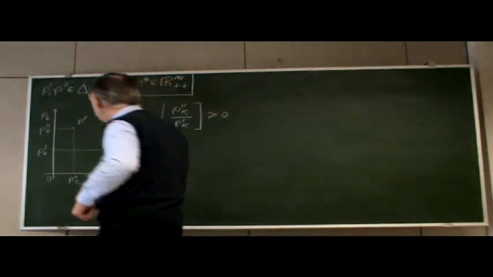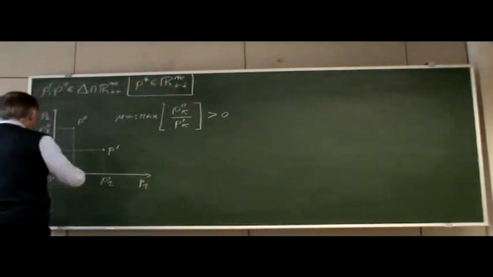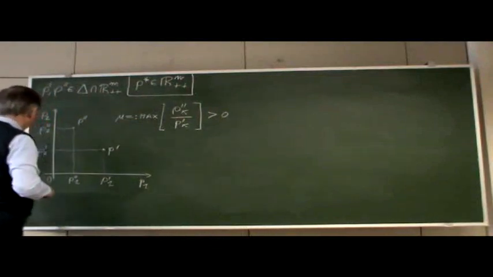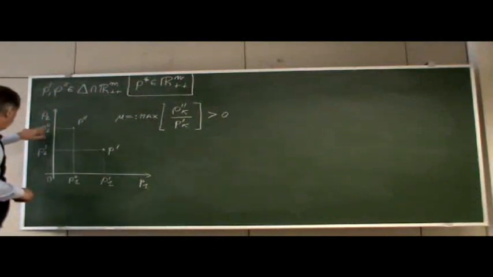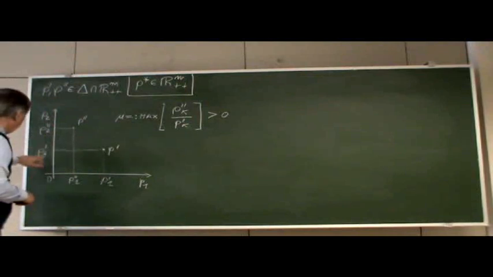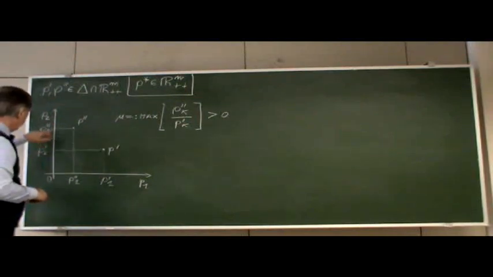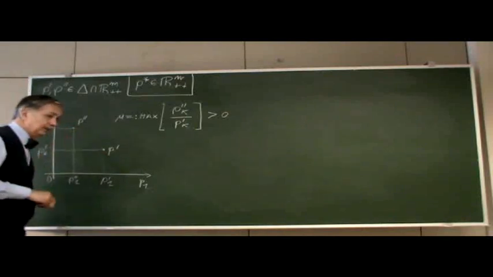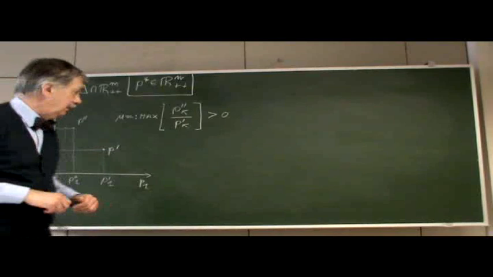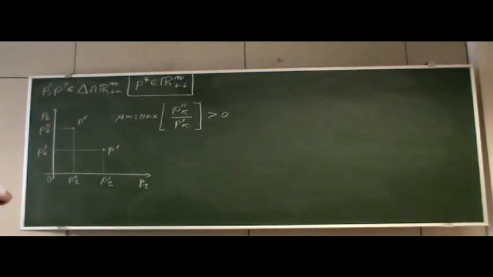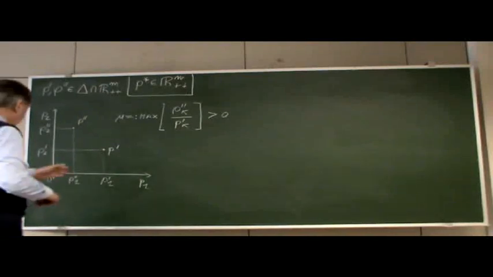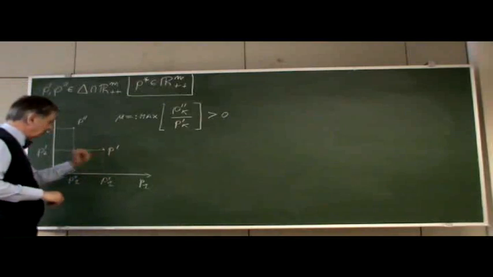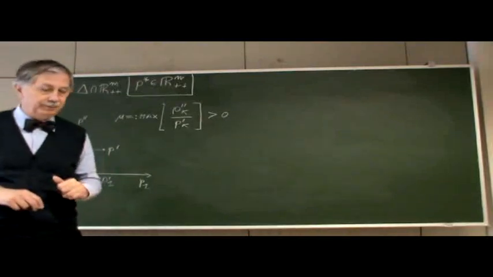In our case, clearly, mu is equal to the ratio P double prime 2 on P prime 2, because this price is increased when you pass from P prime to P double prime, while the first component of the price system decreases when you pass from P prime to P double prime.